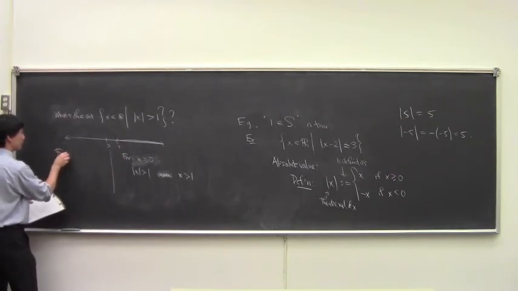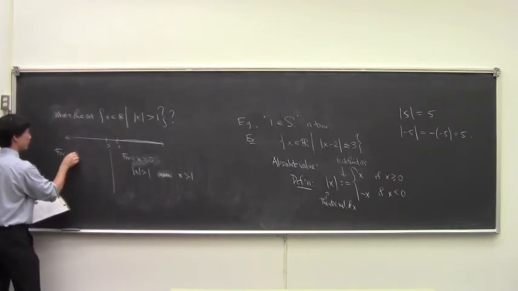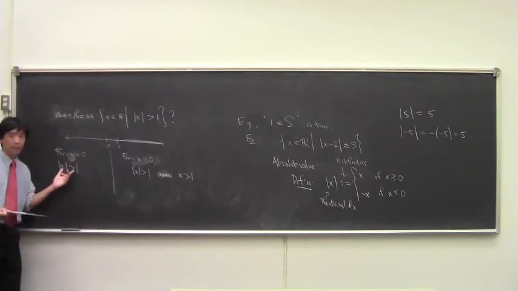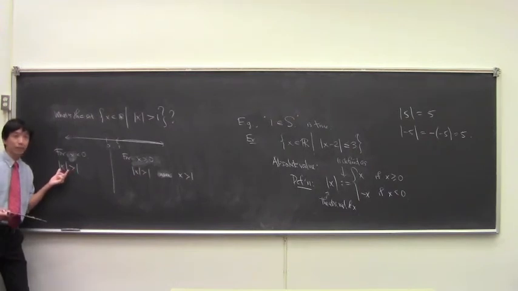For negative numbers, so for x less than 0, what does this mean? The absolute value of x is bigger than 1. But what does that mean for a negative number? Well, the absolute value of x is which guy? Oh, it just means that x has to be less than -1.